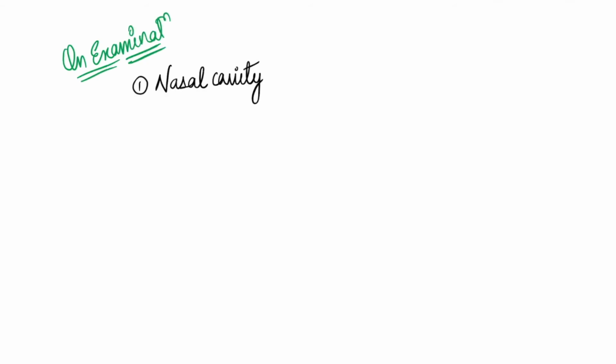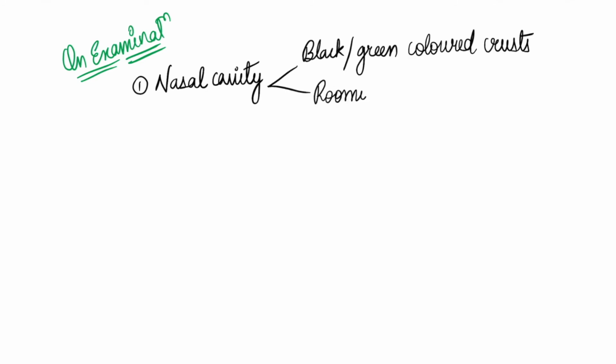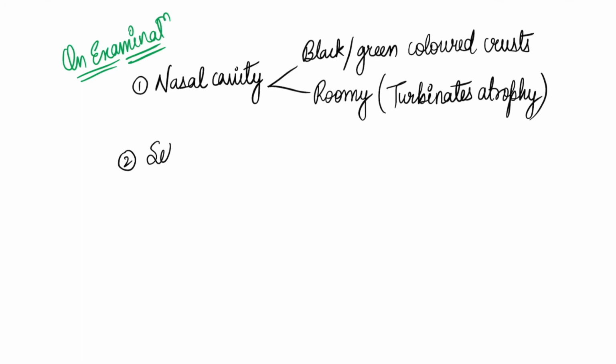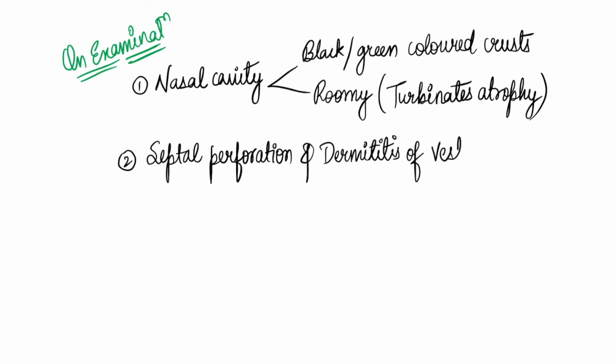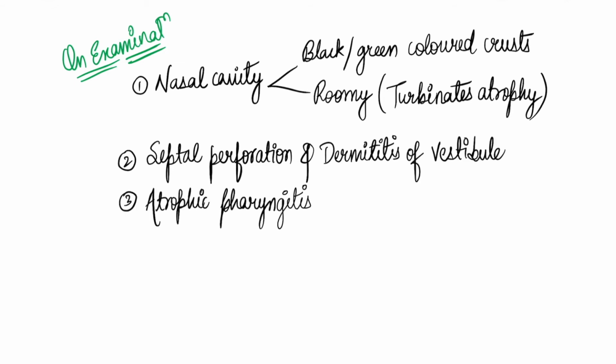Next, we are going to talk about the examination. On examination, in the nasal cavity, we can see black and green colored crust and also roomy nasal chambers. That is because of the atrophy of the turbinates. The other things which we can see are septal perforation and dermatitis of the vestibule. Atrophic pharyngitis and atrophic laryngitis can also be seen along with atrophic rhinitis.